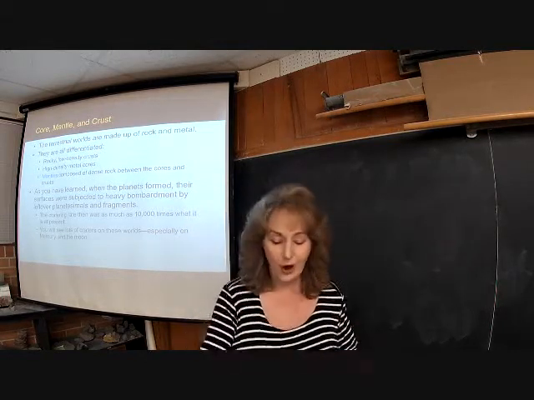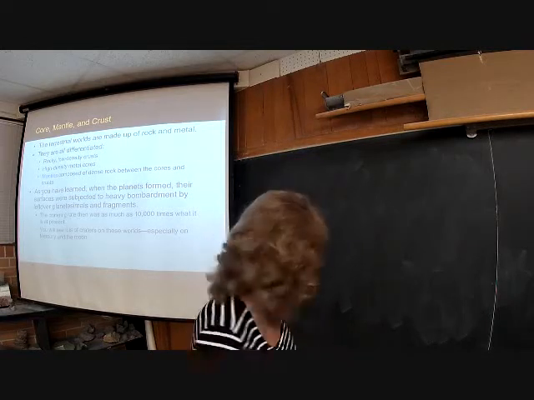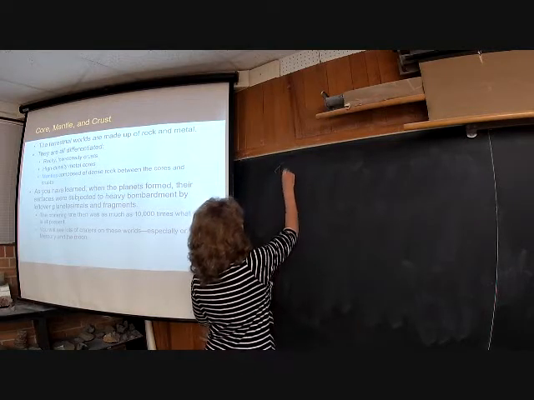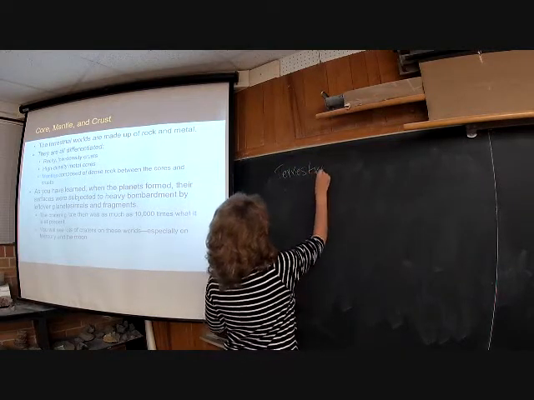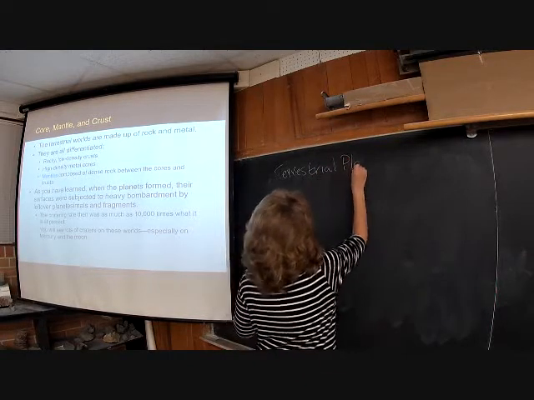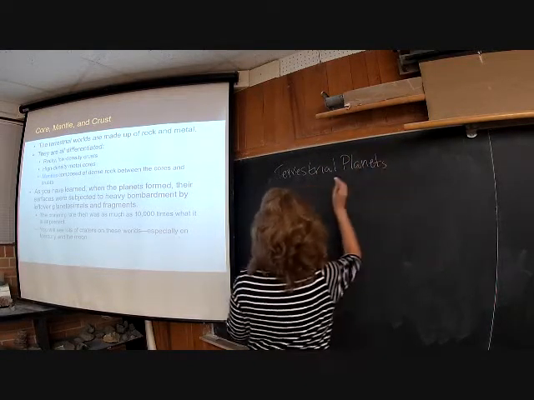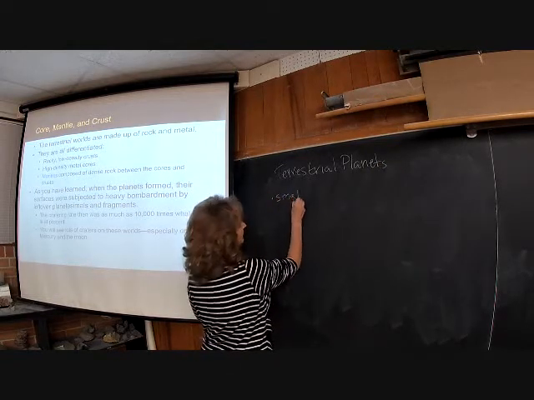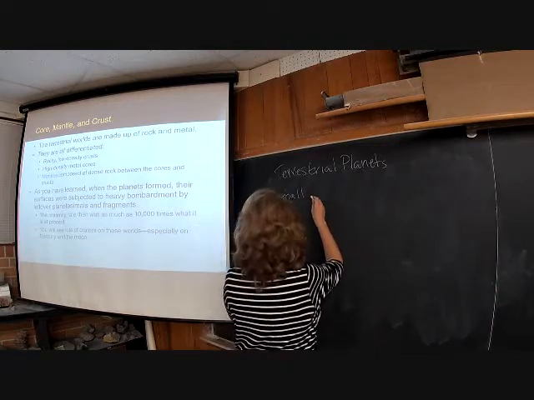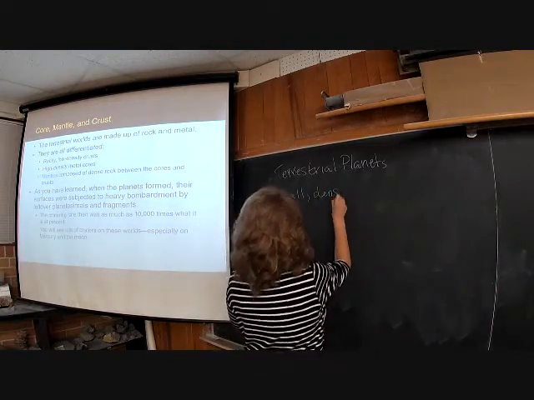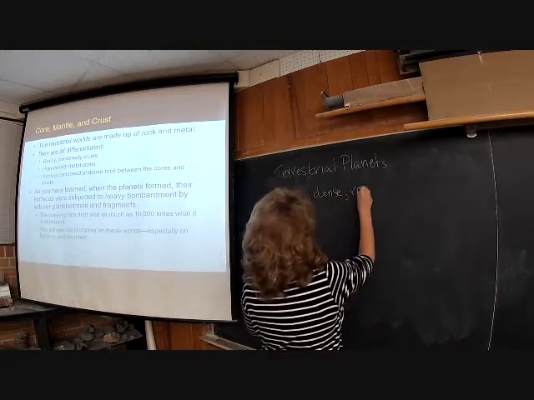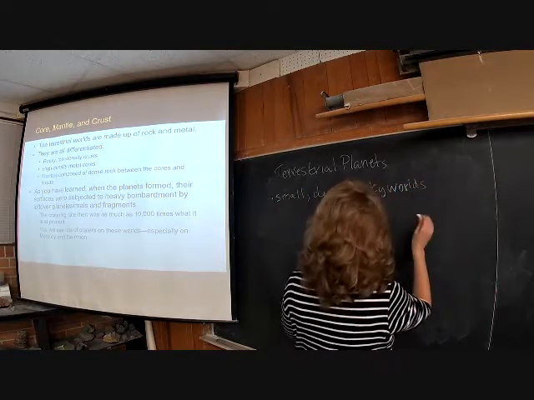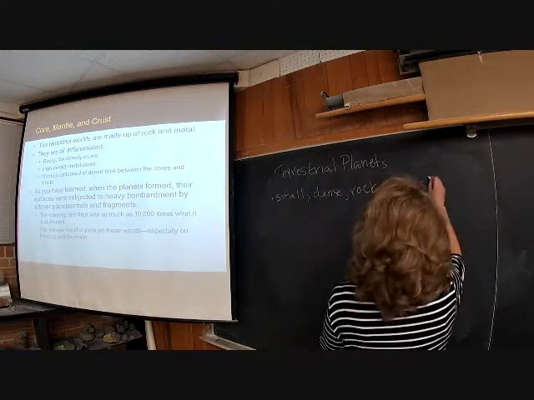So sort of what we have in common with most of our, let me write up a comparison, the main things we see in common with all of them. So these are the terrestrial planets. Okay, they're basically small in comparison to our outer planets. They're small, dense, okay, rocky worlds. Rock and iron.